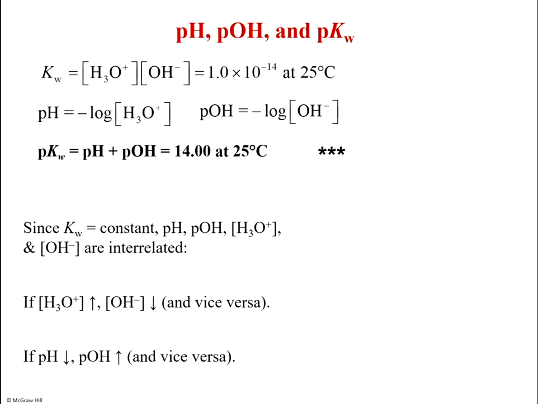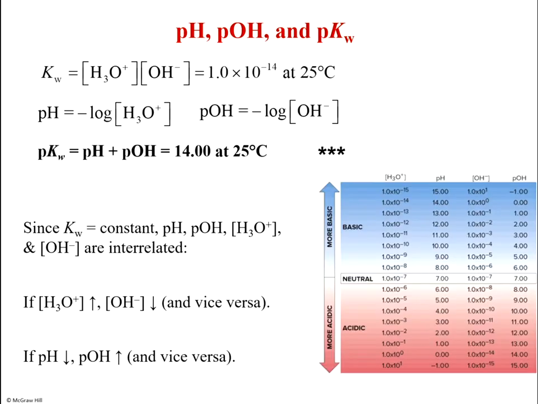Since Kw is a constant, pH, pOH, hydronium, and hydroxide are always interrelated, such that when hydroxide goes down, that tells us hydronium is going up, or if hydronium goes down, hydroxide goes up. If pH goes down, pOH goes up. If pOH goes down, pH goes up. And this is a simple chart that shows us all of the pH values from -1 up to 15, showing the values that we see for hydroxide, hydronium, and pOH as well.